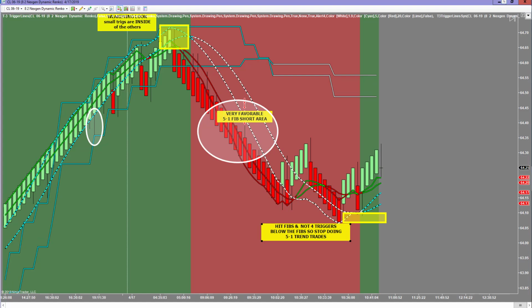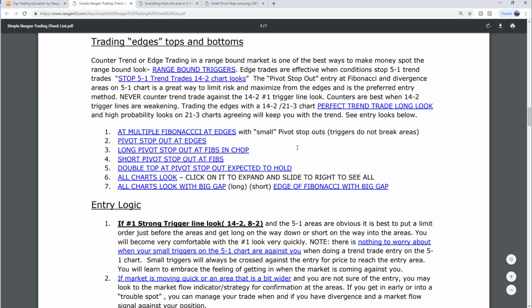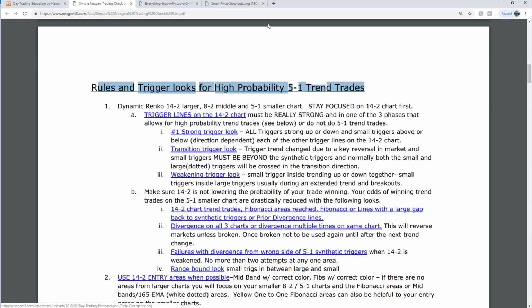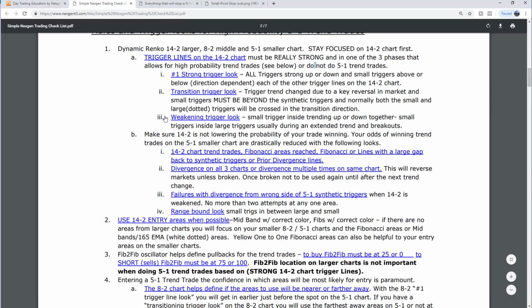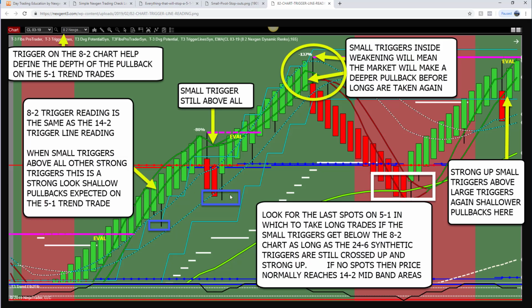Well, that's not 100% true, David. What the plan says, let's go through the plan again just to review the picture, okay? So when we're looking at the plan for trend trades and we look at the 8-2 chart, what it says is that if the small triggers are really strong, small to large on the 8-2, you're going to get a very shallow retracement which means you need to be more assertive on the small chart on your entry.